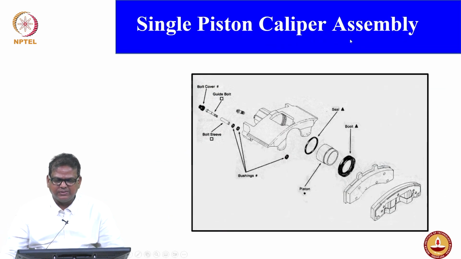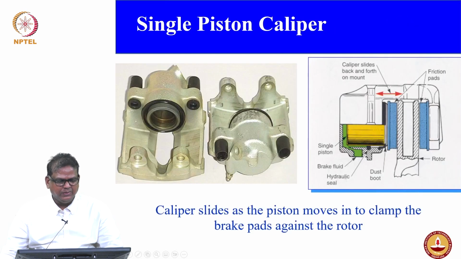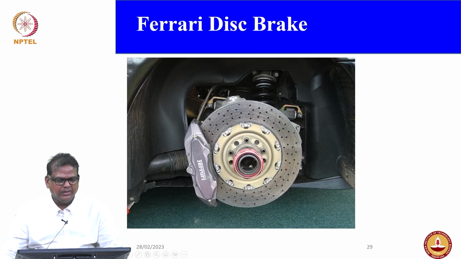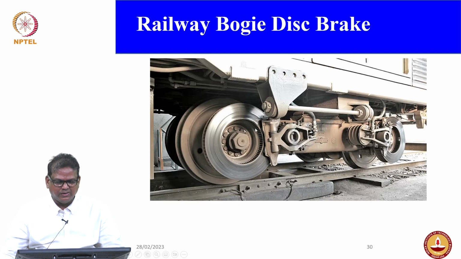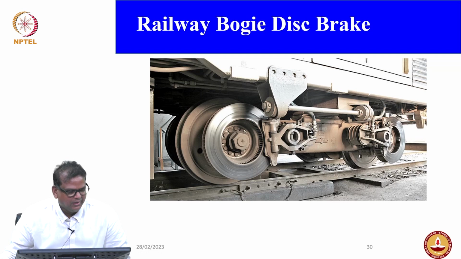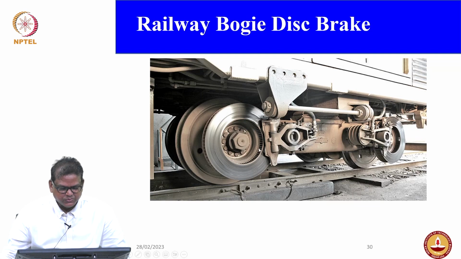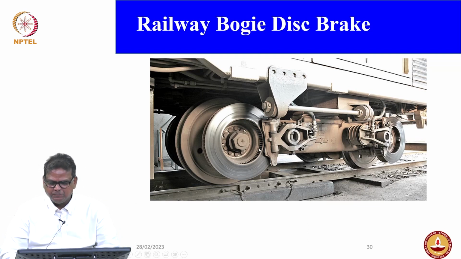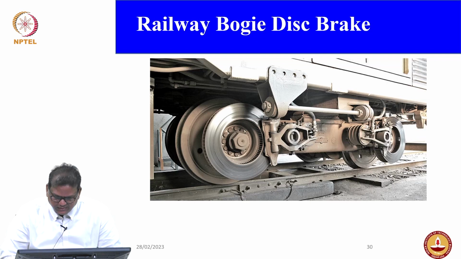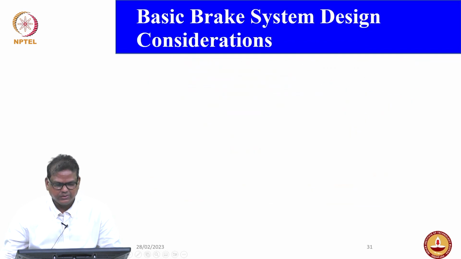And this is the single piston caliper assembly. You could see the piston arrangement here, and this is the disc brake system, slotted for better heat dissipation. Sometimes you may have what is called a vent. Can you see that in the railway bogie disc brakes, this type of slotted vent is used so that heat dissipation will be much better. Of course, Indian Railways is also slowly moving towards disc brake systems.